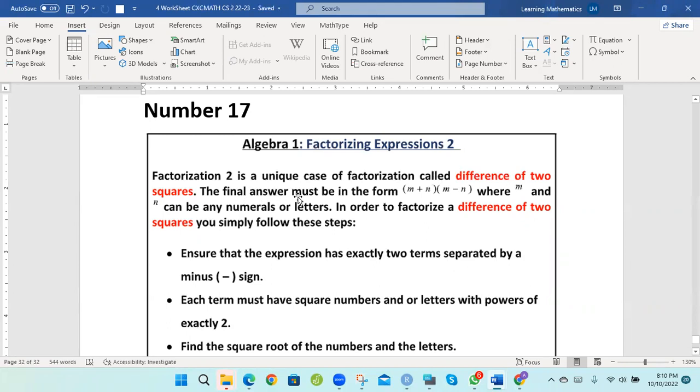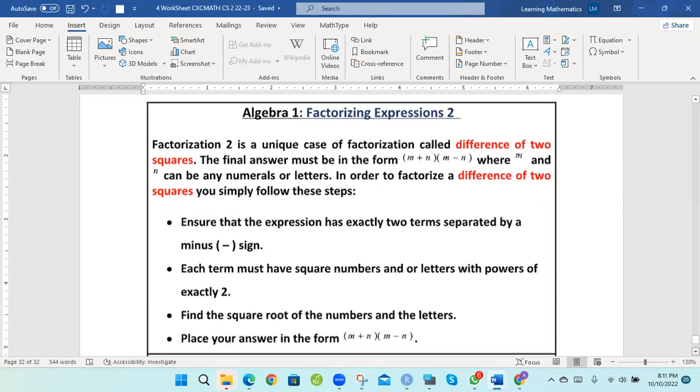The final answer must be in the form m plus n, m minus n. The two m's, the two n's, one is plus, one is minus. So this is always going to be your final answer, where m and n can be any numerals or letters. In order to factorize the difference of two squares, you simply follow these steps.